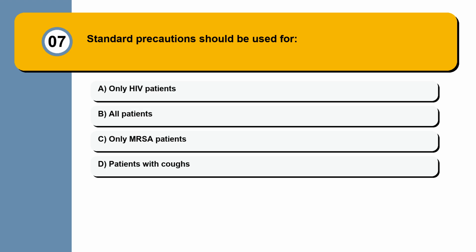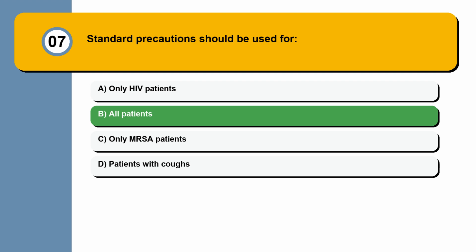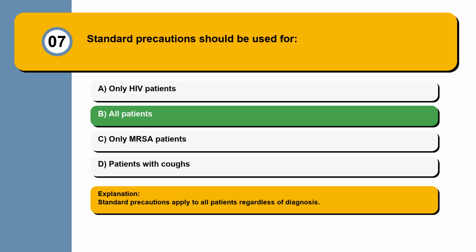Question 7. Standard precautions should be used for only HIV patients, all patients, only MRSA patients, patients with coughs. Standard precautions apply to all patients regardless of diagnosis.